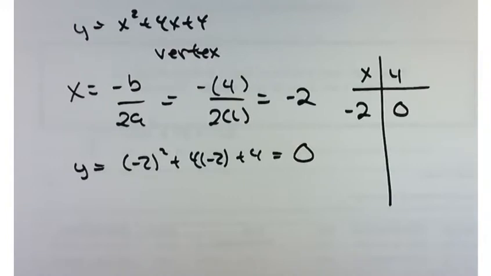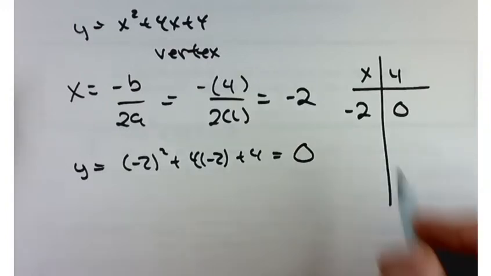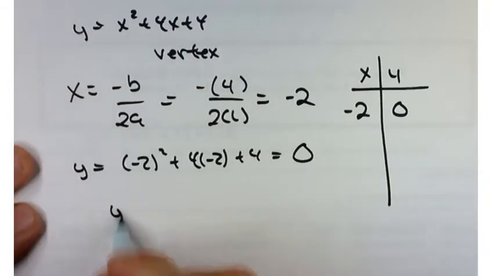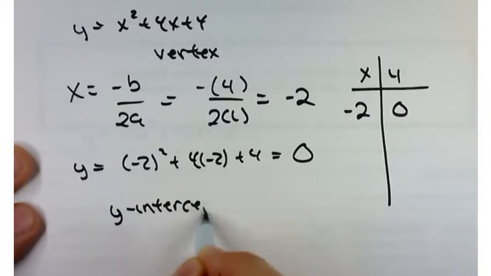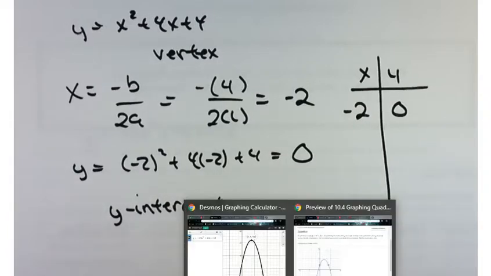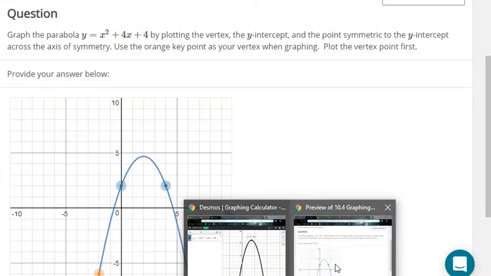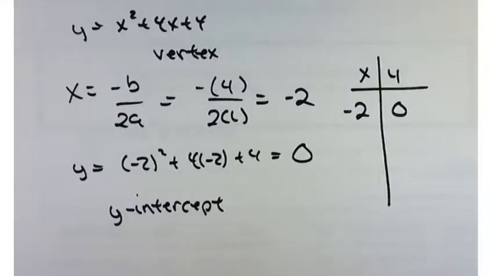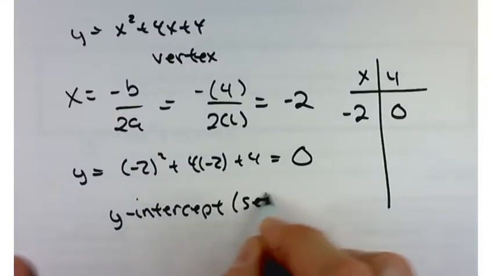Another good point to know would be my y-intercept. So let's find the y-intercept. Let's look back at our graph here for a second. It's nice to have a visual of this. The y-intercept is where the graph crosses the y-axis. What can you tell me about the x-coordinate along the y-axis? Equals 0. So what we'll do to find the y-intercept is set x equal to 0.